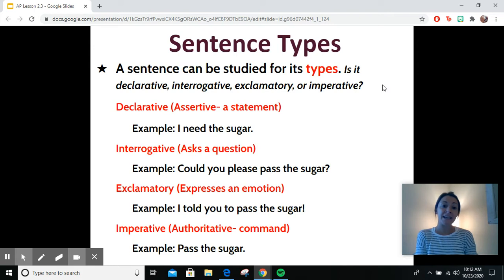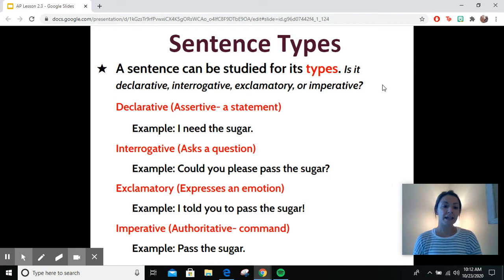So sentence types, a sentence can be studied for its types. Is it declarative, interrogative, exclamatory, or imperative? If you have a declarative sentence, you have an assertive statement. So an example might be something like, I need the sugar. You can think of a declarative sentence. I always think of it as like you are declaring something.